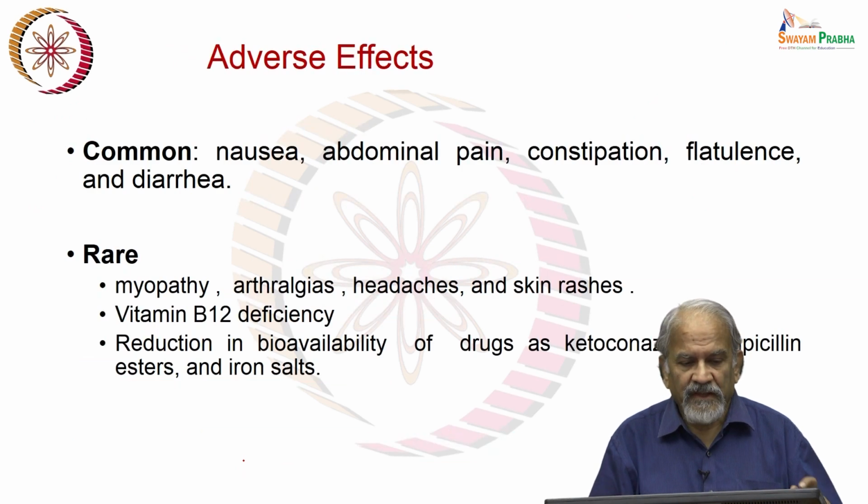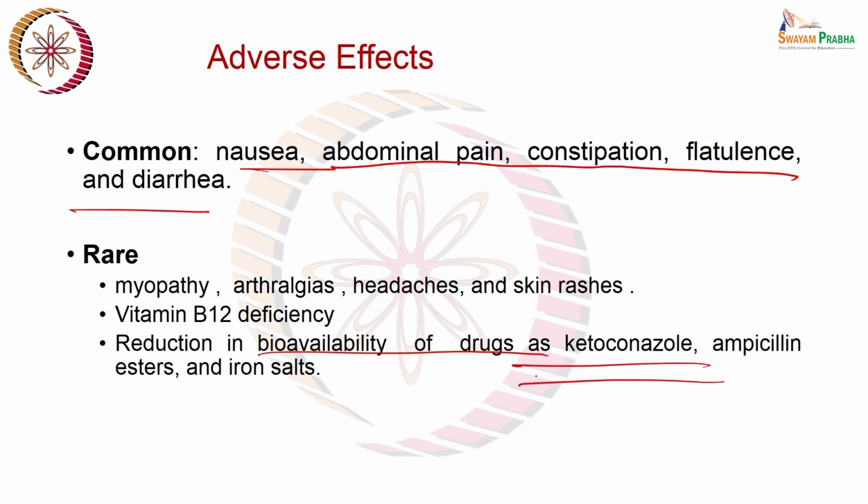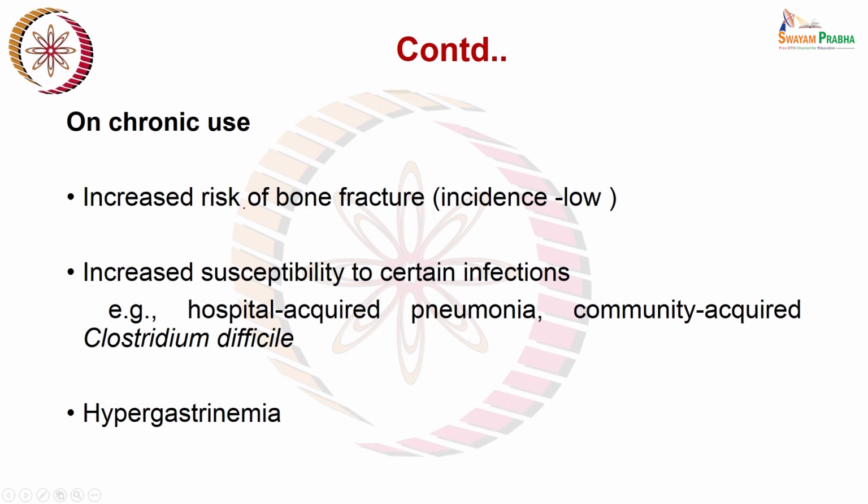major symptoms. As I said, the common side effects are nausea, abdominal pain, constipation, flatulence, and those which are associated with complete achlorhydria. That is, it can reduce the bioavailability of drugs such as ketoconazole, ampicillin, and iron salts. So, if the person is anemic, you are giving iron salt, and also you are giving pantoprazole or omeprazole or other drugs, then you must remember that this will reduce the absorption, and this will also cause vitamin B12 deficiency, and sometimes myopathy and skin rashes can also occur, but otherwise this is considered to be reasonably safe.